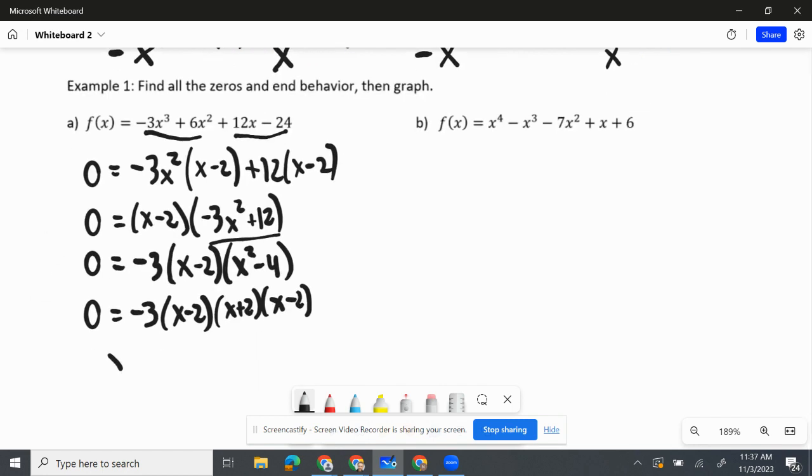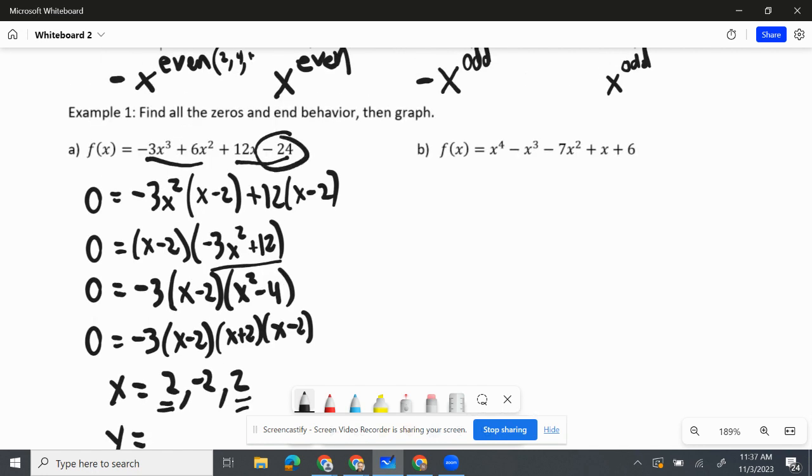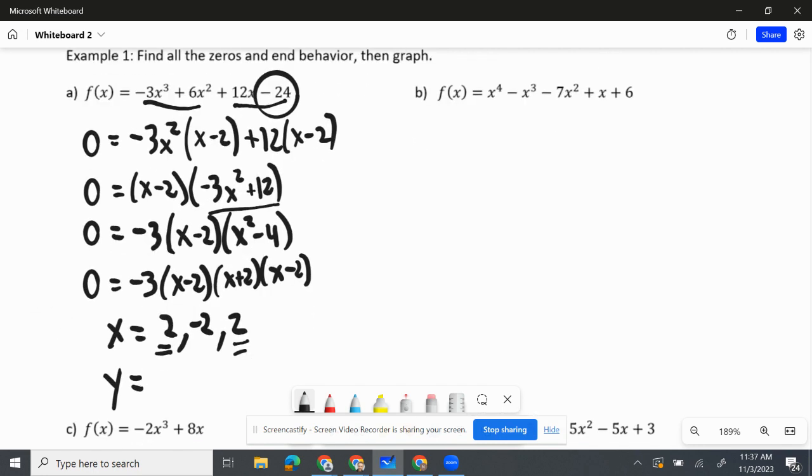So when we solve this, we have 2, we have negative 2, and then we have 2 again. There's a significant part of the 2 being twice, so I'm going to write it twice, and I'll come back to that. Now that's the x-intercept. Next, we're going to find our y-intercept. How we find our y-intercept is we look at our constant value, and that tells us what our y-intercept is. So in that case, it would be negative 24.